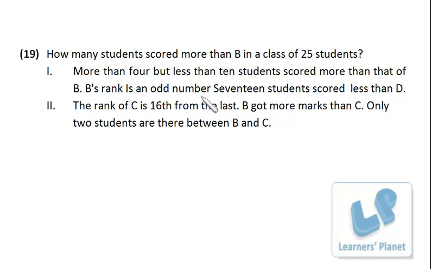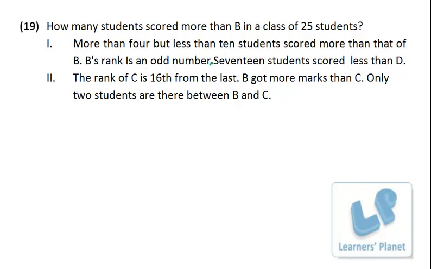B's rank is an odd number. 17 students scored less than D. So 17 students are on this side, 18th is this one, and the remaining 7. So the rank of D is 8th.